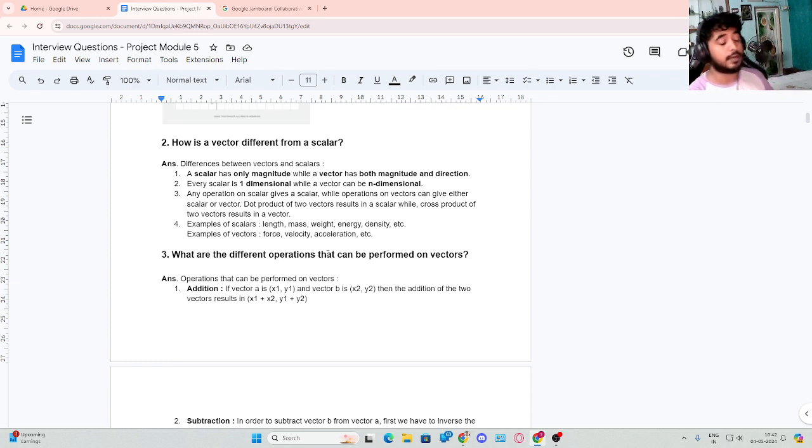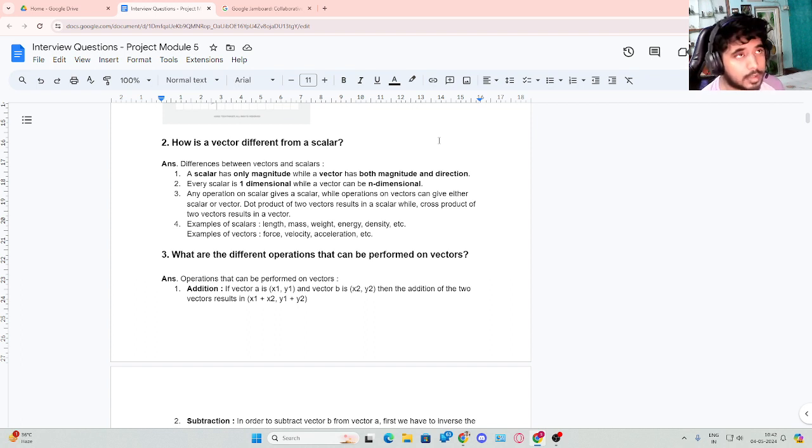So how is a vector different from a scalar? This is the second question. A scalar has only one magnitude, but a vector has both magnitude and direction. So a scalar can be only one dimensional, but a vector can be n dimensional. Like I said, a matrix is a 2 dimensional vector. It can be of n dimensions. It can be of 3, 4, 5, any dimensions.